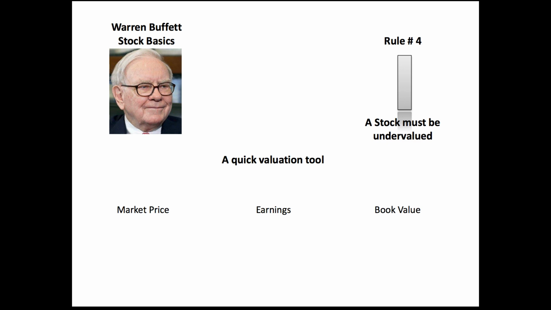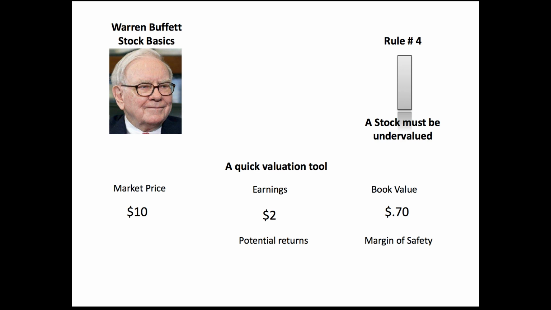So as we looked at the last 4 lessons, we learned that the market price, the earnings, and the book value were 3 very important terms. And what Warren Buffett and Benjamin Graham did is they tied all 3 of these terms together in a quick way to kind of assess a company.